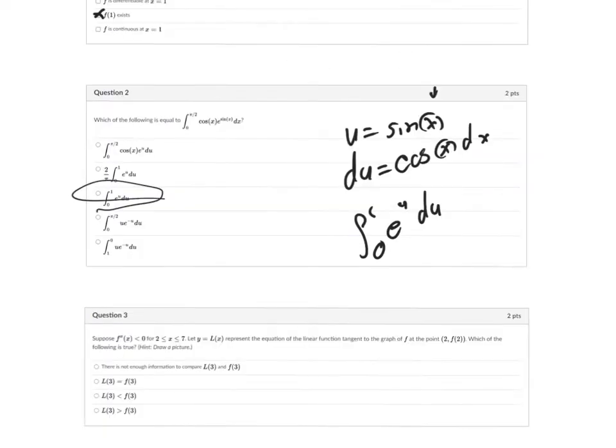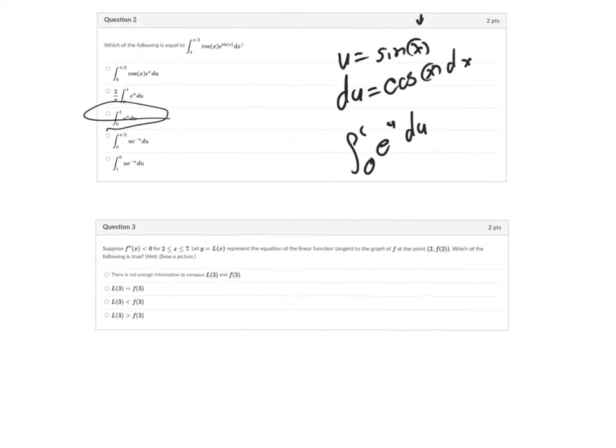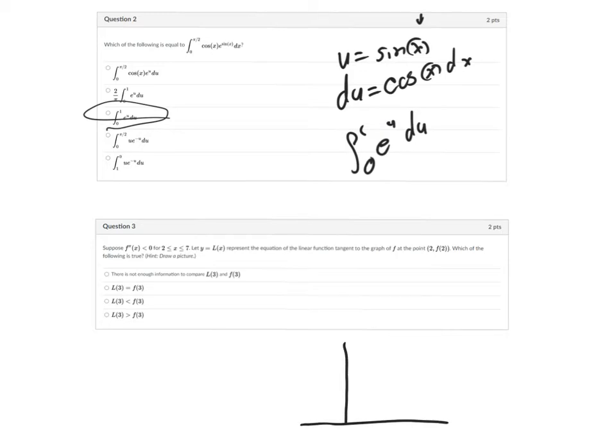Okay, so moving on to number 3. Here we have an f double prime that we are told is less than 0 for all x between 2 and 7. We also have a line that is tangent to the graph at 2. So if we look at what this means, f double prime less than 0, what does that mean? That means we're concave down. So if I look at a possibility of what that could look like for concave down, there's really only 2 ways this could go. We could be going like this, concave down that way.